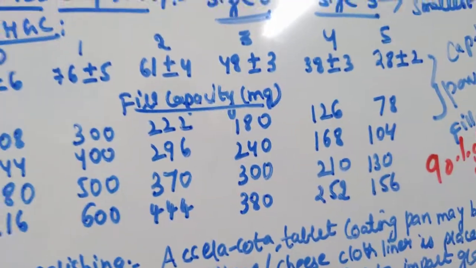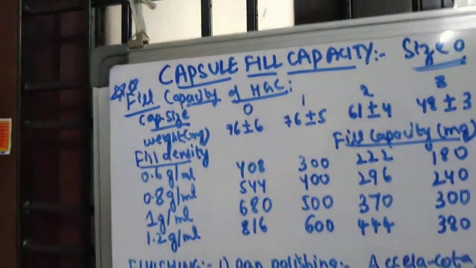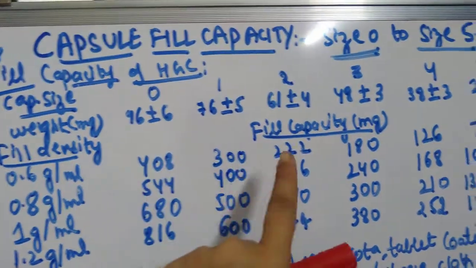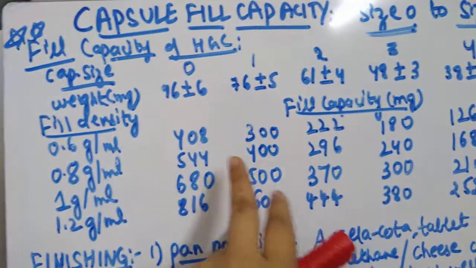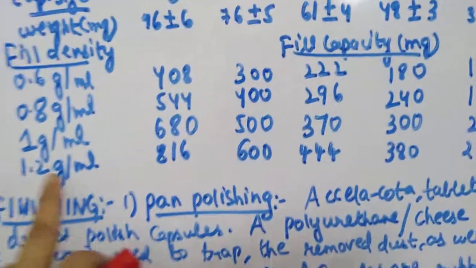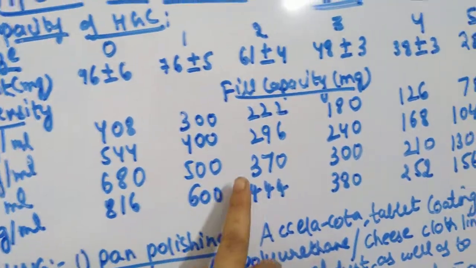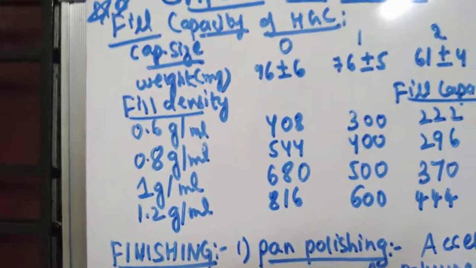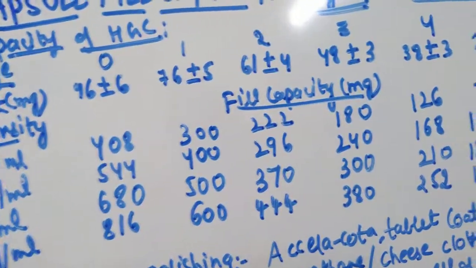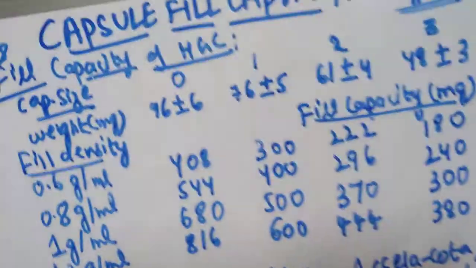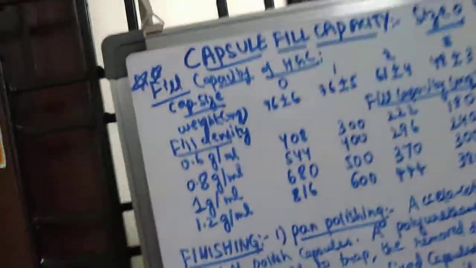This is a very important question for 2 marks. Please go through the density, fill density and fill capacity for the different sizes of capsules. For 544, 400, 296, 240, 168, 104. Then for 1, 680, 500, 370, 300, 210, 130. Then for 1.2, you have 816, 600, 444, 380, 252 and 156. So this is the capsule fill capacity.